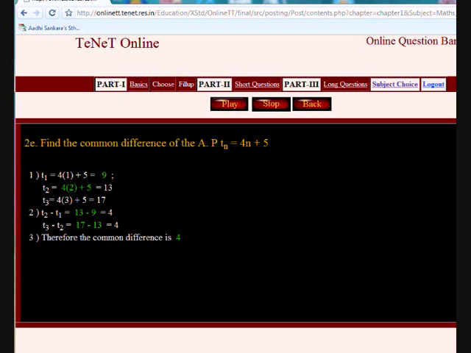Now we have to find the common difference. So T2 minus T1 equal to 13 minus 9 equal to 4. So we can see that the difference between the terms is 4. That is the common difference. T3 minus T2 equal to 17 minus 13, that equal to 4. Therefore, the common difference is 4.